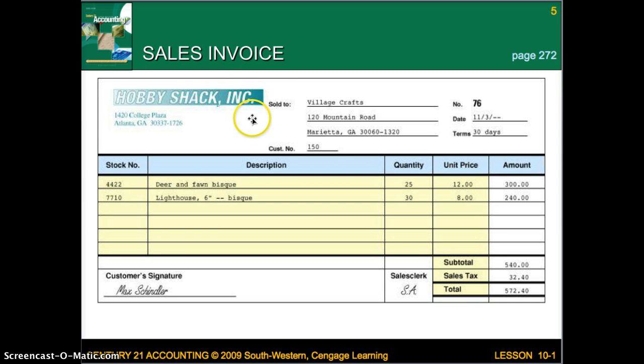Here's our Hobby Shack Incorporated, so we know that this is our sale invoice. We sold to Village Crafts, sale invoice number 76. The date, terms, 30 days. This means this is due in 30 days. This is our customer number 150, and then we have our stock number, what was purchased, the quantity, the price, the amount. The sales clerk has their initials, and then the customer signature.